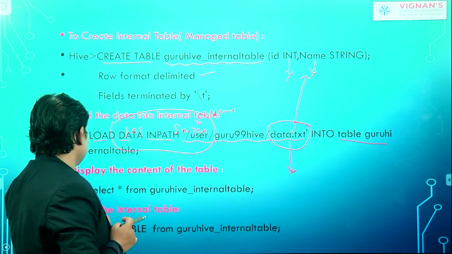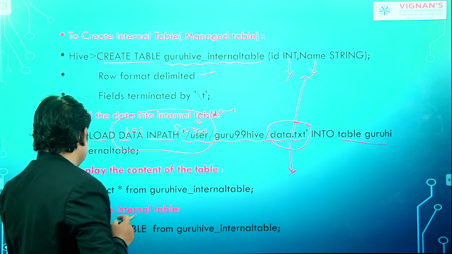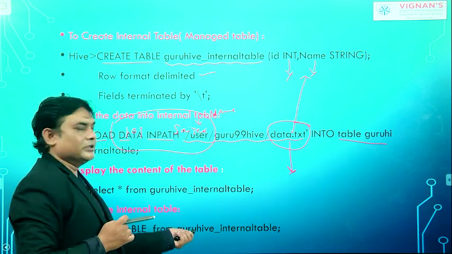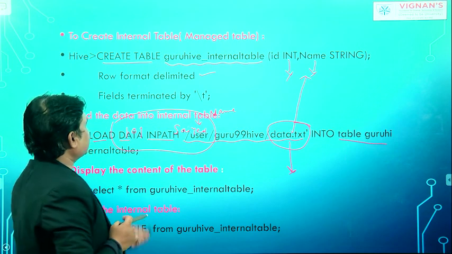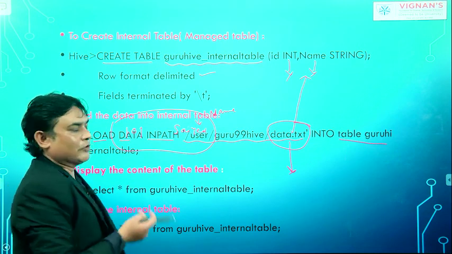And next is what? Drop the internal table means what? If you write this command, what happens? The table is going to be dropped. You can drop the table. So these are simple commands, just like SQL. We can work them out in Hive also.